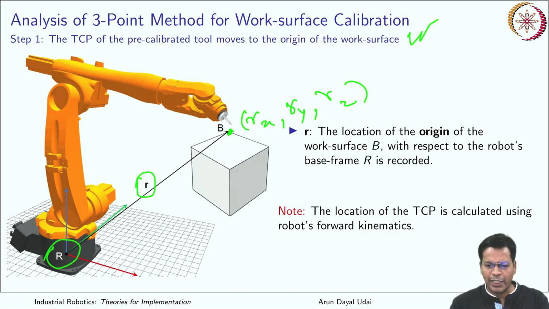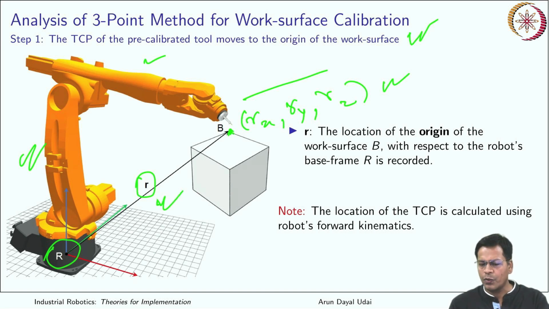Okay, how is that point calculated? It is calculated using the forward kinematics, because once you take your pre-calibrated tool to this location, using the joint angles, the dimensions, and the DH parameters, you can calculate this quickly. Okay, so that is how R is now known. So after the first step, what you have in hand is the R vector, the position vector of the origin of the work surface frame.